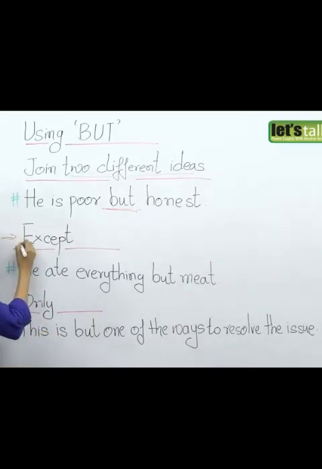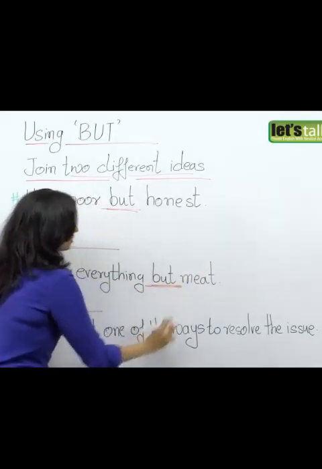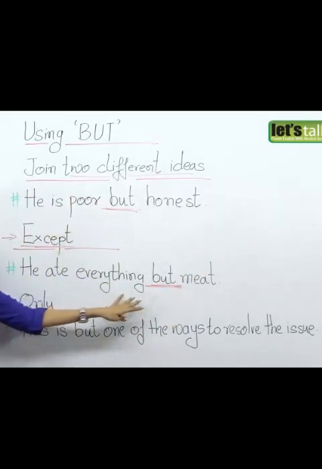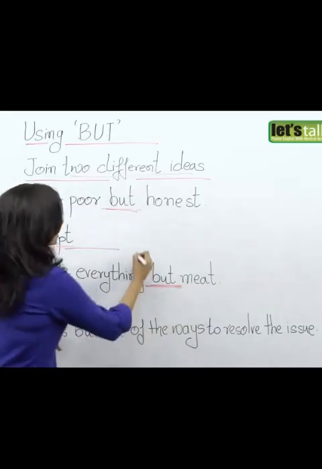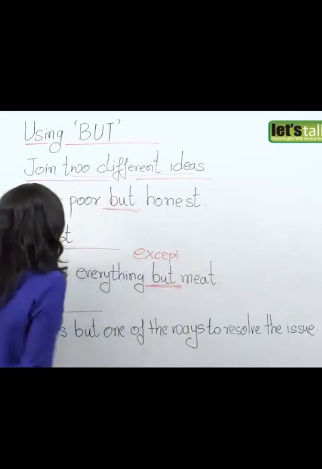We use but when you want to say except, when you want to make an exception to something that you say. For example, he ate everything but meat. So when he was served at the table, he ate everything but meat. So that means he ate everything except meat.